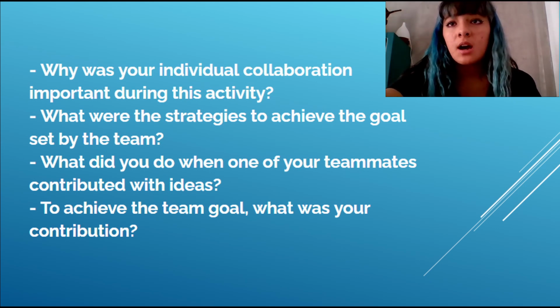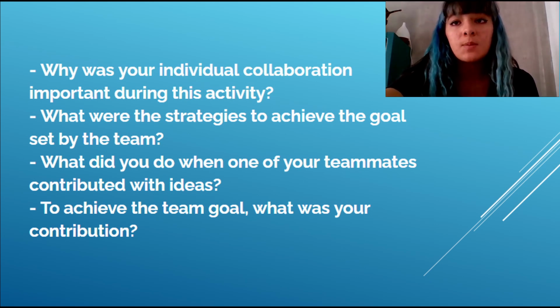We all accepted our ideas and listened to see if the idea was important or good. The idea we thought about, and we worked on it so we could make it better for the project. And finally, to achieve the team goal, what was your contribution?